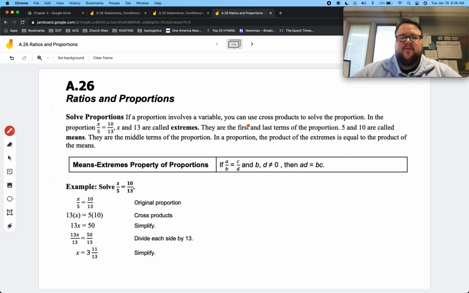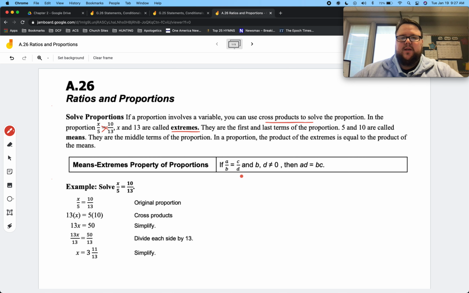So to solve proportions, if a proportion involves a variable, you can use cross products, so cross multiplication, to solve the proportion. In the proportion x over 5 equals 10 over 13, x and 13 are called extremes. They are the first and last terms of the proportion. 5 and 10 are called means. They are the middle terms of the proportion. In a proportion, the product of the extremes is equal to the product of the means. So x times 13 would equal 5 times 10.